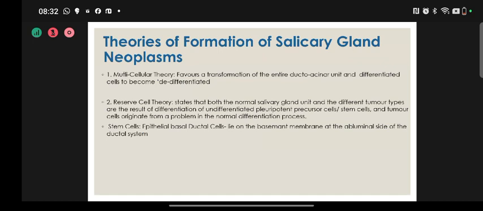Now, coming to the theories of formation of salivary gland neoplasms. One is the multicellular theory, which favors the transformation of the entire ductoacinar unit, with dedifferentiated cells. Next is the reserve cell theory, which states that both the normal salivary gland unit and different tumor types are a result of differentiation from precursor stem cells. Now, these stem cells are basically epithelial basal ductal cells which lie on the basement membrane at the abluminal side of the ductal system.